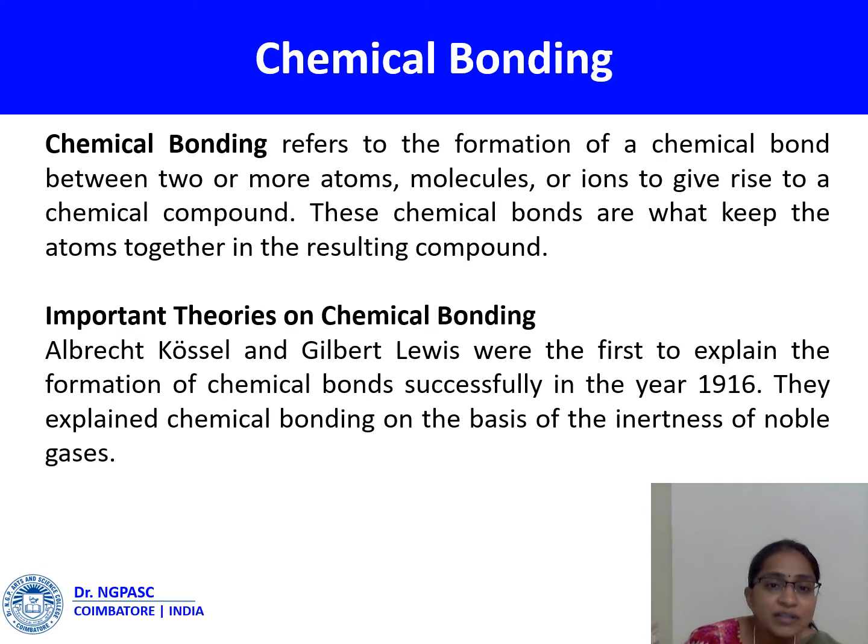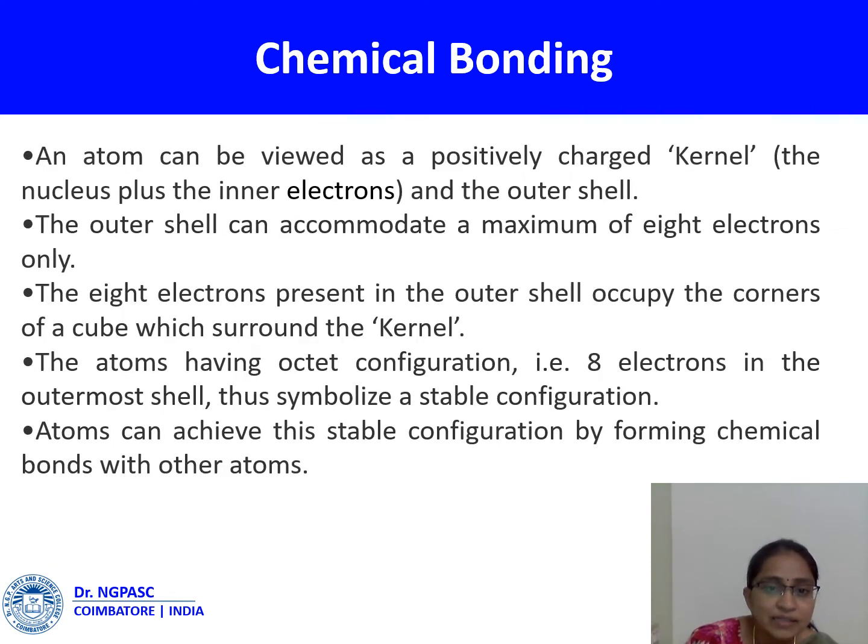What are the important theories on chemical bonding? Mainly two theories: Albrecht Kossel and Gilbert Lewis explained the formation of chemical bonds successfully in the year 1916. These explain chemical bonding on the basis of the inertness of noble gases. An atom can be viewed as a positively charged kernel, that means the nucleus plus the inner electrons, and the outer shell. The outer shell can accommodate a maximum of 8 electrons only.